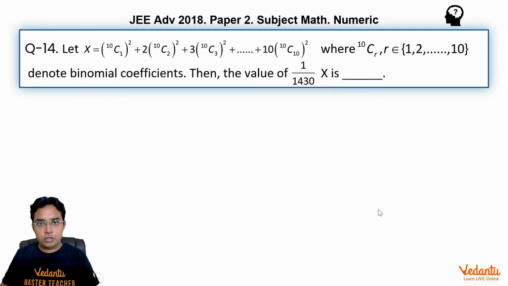I am presenting you the solutions of JEE Advanced 2018. This is question number 14 from paper 2 from the topic binomial theorem. Subtopic is properties of binomial coefficients. Let us see what this question is.